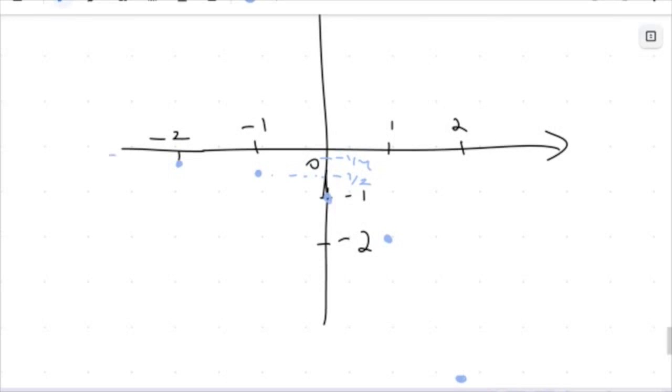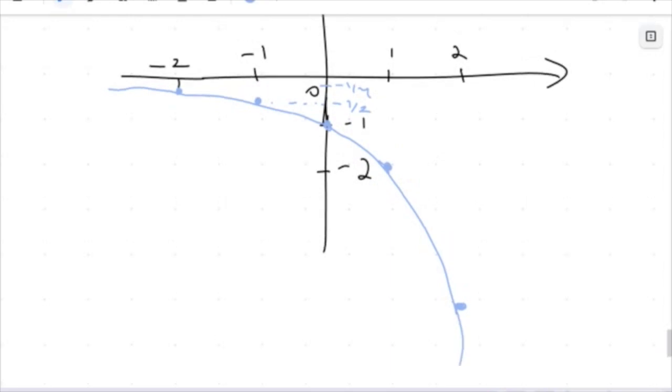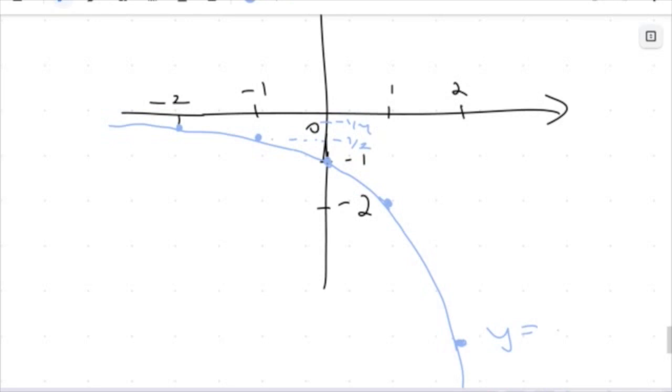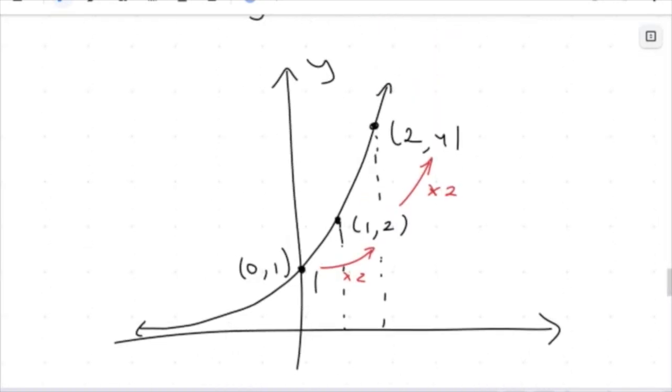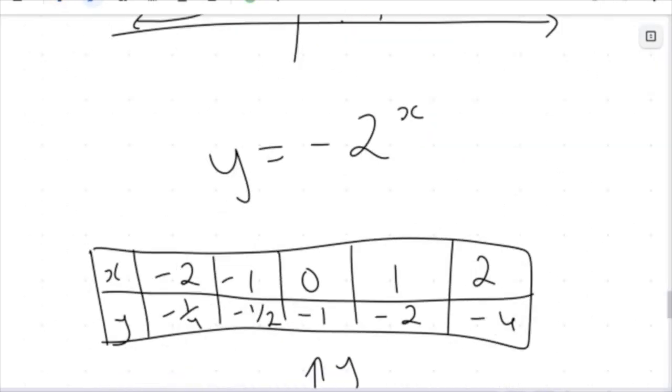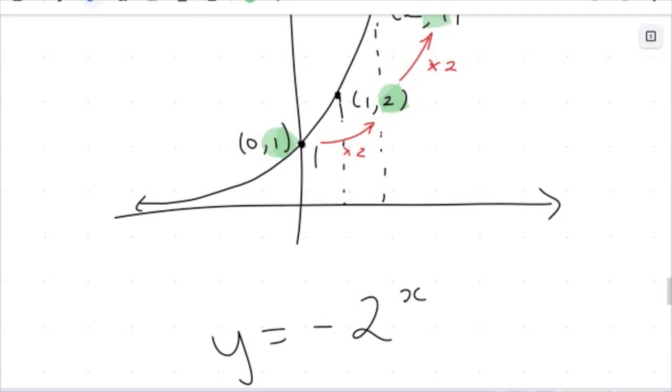So if I sketch this, if I connect the dots roughly, that looks pretty shocking. Let's try that again. If I connect these, I'm going to get something that looks like that. And it's going to keep going. Now this is the equation y equals -2 to the power of x. Now let's compare that to the one I had up here. It looks very similar. The y values are actually the same as these, the same magnitude, the same number, but they're just negative values. So the graph has been transformed in a type of way.